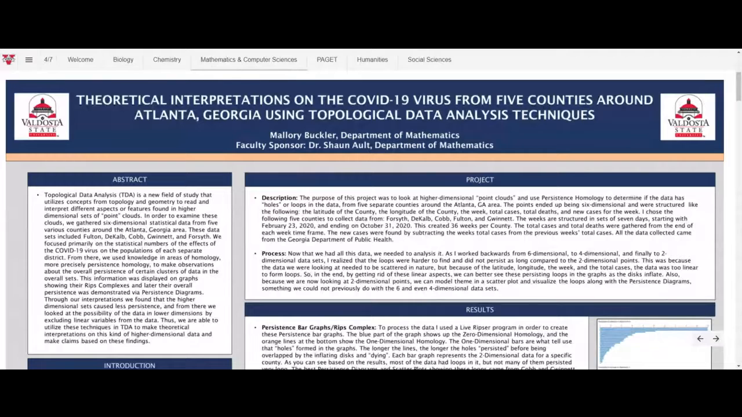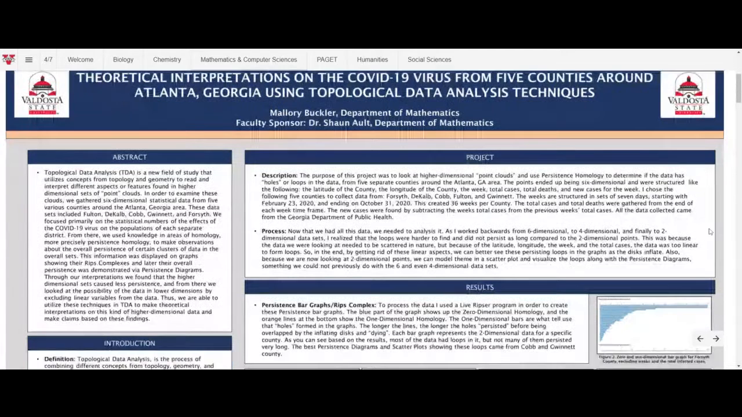Yes, my poster is on theoretical interpretations of some COVID-19 data that I collected, and it was over topological data analysis techniques that I did last semester in Dr. Alt's 4990 class. So this is old data from last semester, but it's all theoretical based. Basically, the idea behind the project was to take techniques that we had talked about throughout the semester and apply them to some real world data.